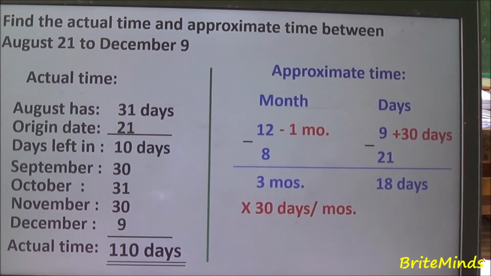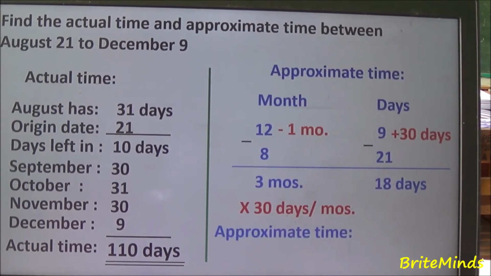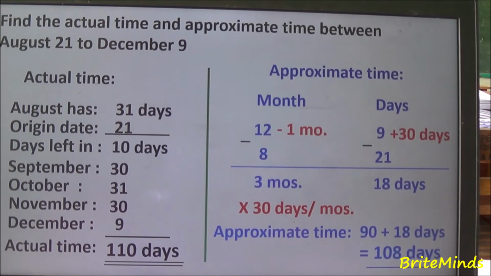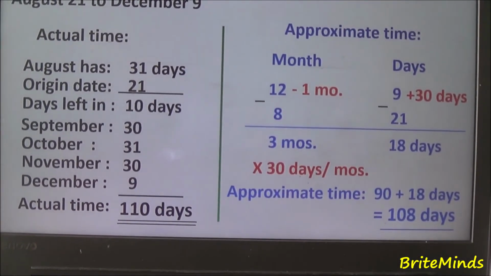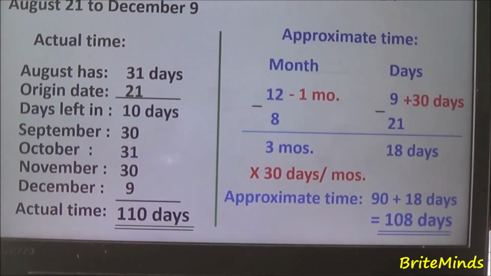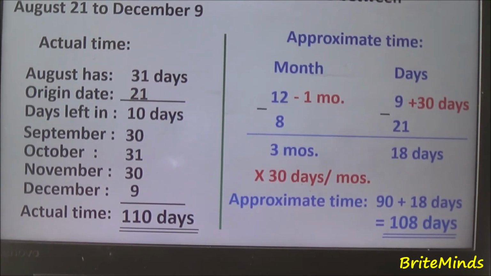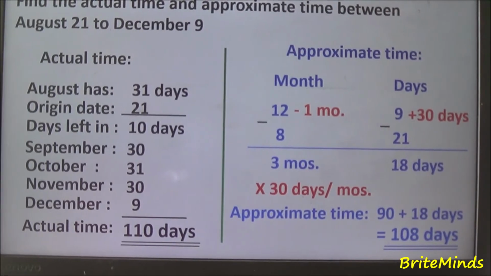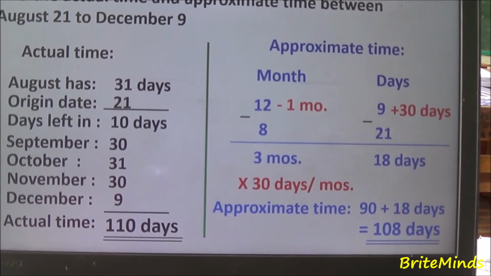And then we add the 18 days to get the approximate time. 90 days plus 18 days, so our approximate time is 108 days. Okay, so we can see the difference between the actual time and the approximate time. And also remember that actual time is longer than the approximate time.